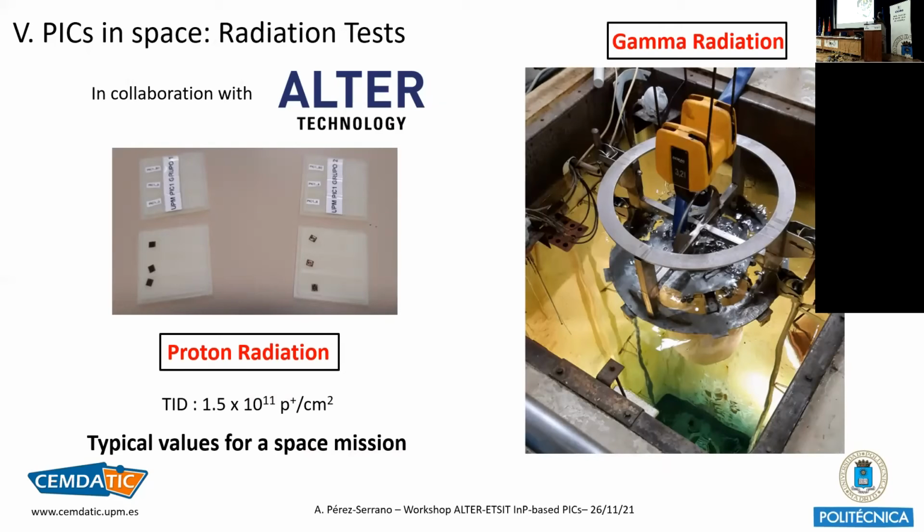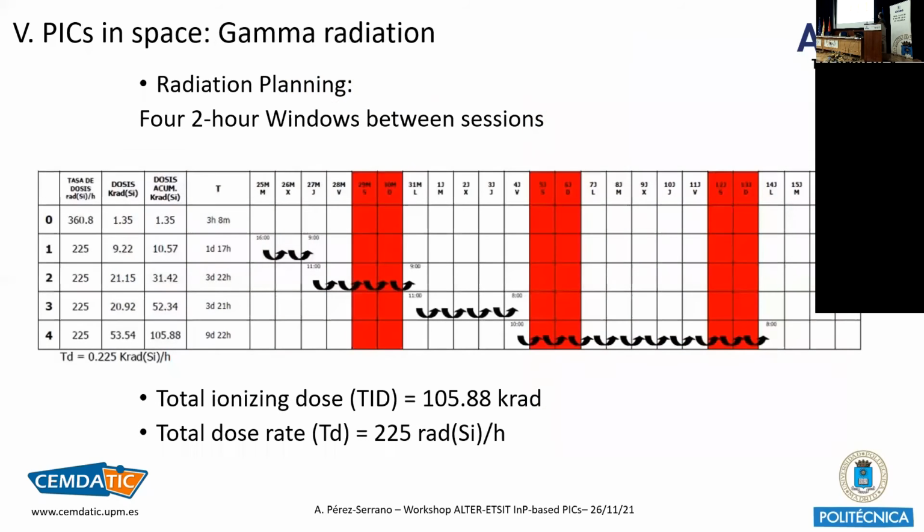This was done in collaboration with ALTER Technology, and we made gamma radiation and proton radiation tests for the chips, using typical values for a space mission. In particular, the gamma radiation was done here in Tiamat, close to our building. This allows us to make measurements in the windows between the sessions of radiation.